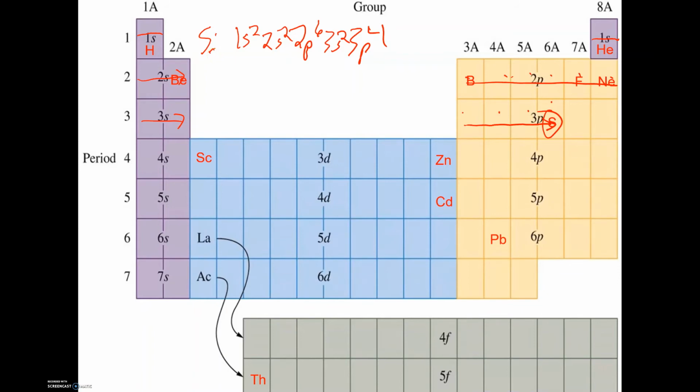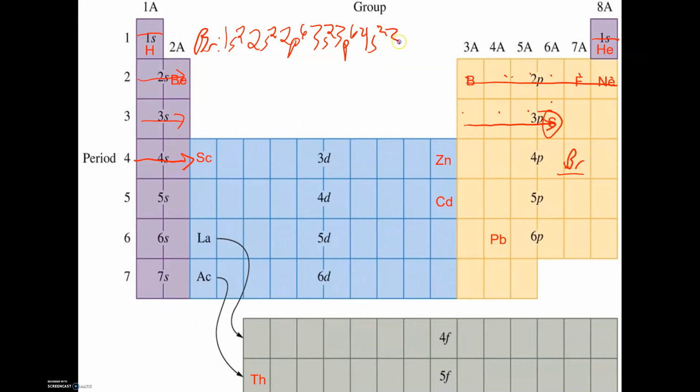If we did, let's say, bromine. Bromine is found right here. So let's do bromine. So bromine, you would start again at 1s2. You go to 2s2. Then we go through 2p6, 3s2, and you continue this all the way down until you get to bromine. And then we go to 4s2. All right, so now we're here.